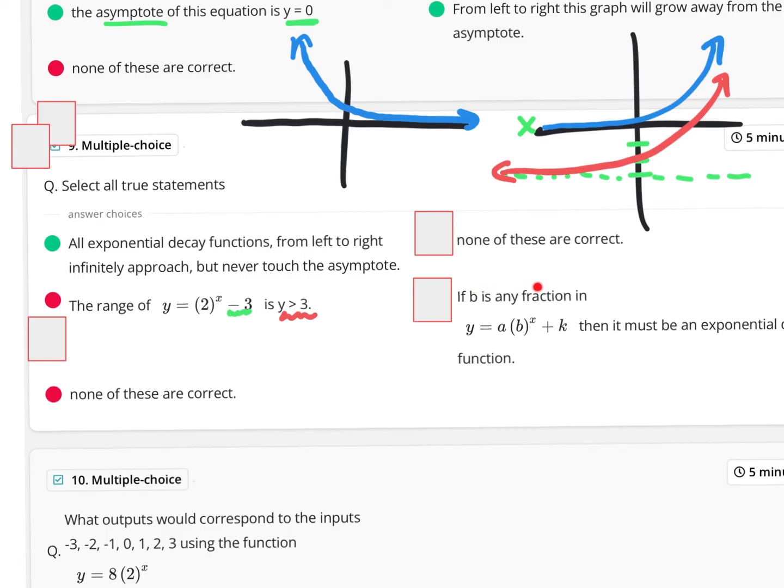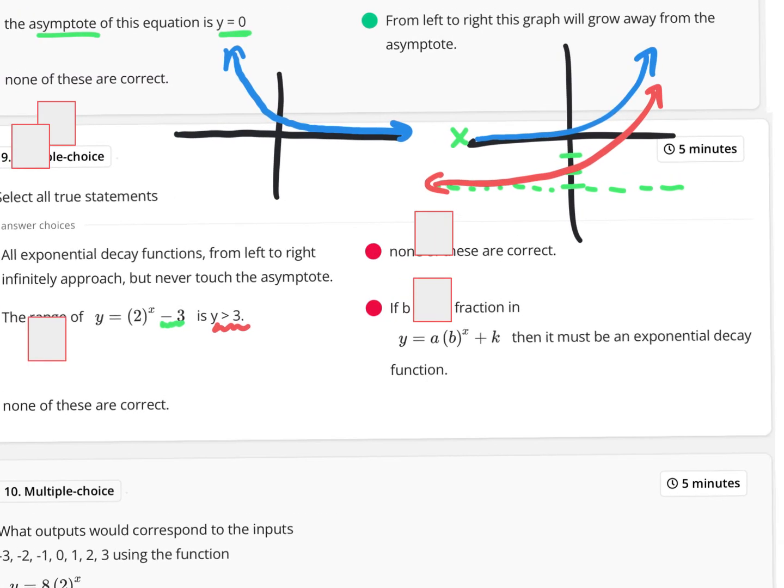Let's go over here. If b is any fraction in this form, okay, so if b is any fraction, then it must be an exponential decay function. Let me move it over. That is false. How do I know? Because I just saw the answers. The fraction, if it's greater than 1, it's going to be a growth, right? So it's not just that it's a fraction, right? If b is any fraction, what if it's 3 over 2? That would be a 1.5, which would be a growth function. So that's why it's false.